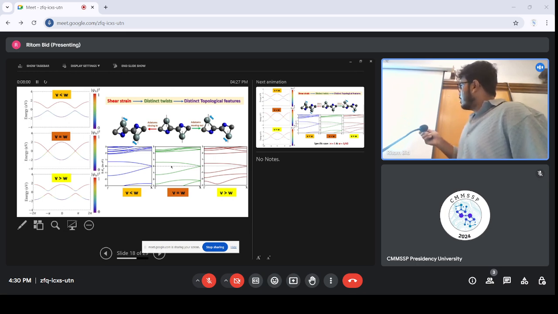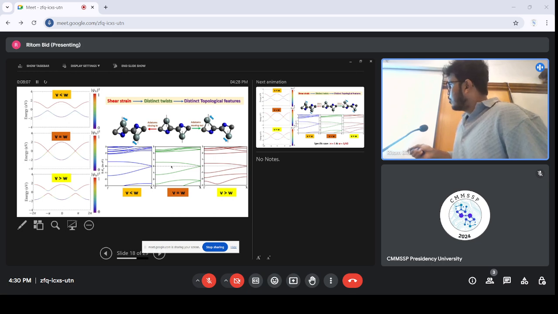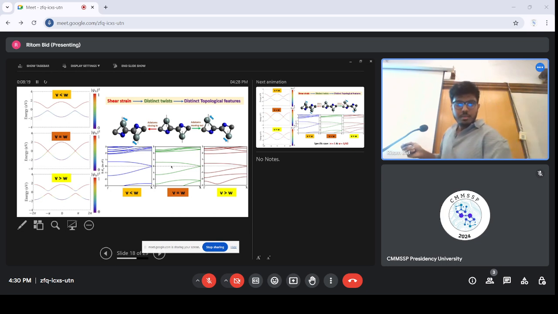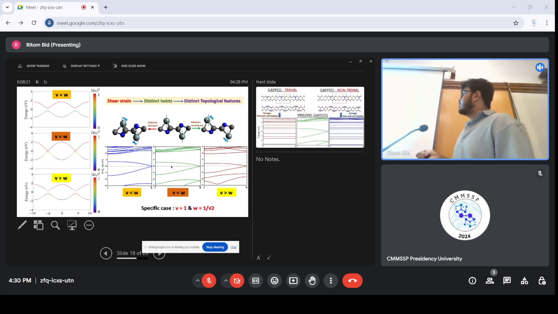But when we apply shear strain along this plane, they are both gapped phases. You can see that for one phase there is a topological band inversion present, which is V greater than W. But the other gapped phase is trivial, which is V less than W, with no band inversion. So this is a strain-induced topological phase transition due to the different twists of the dumbbells, and this is a specific case for this strength of the hopping parameters.